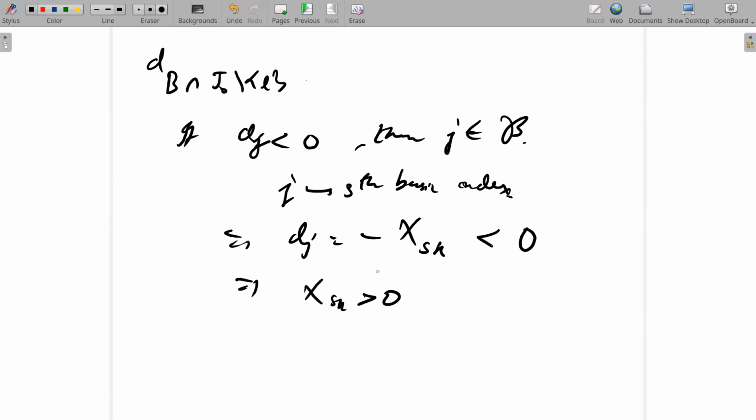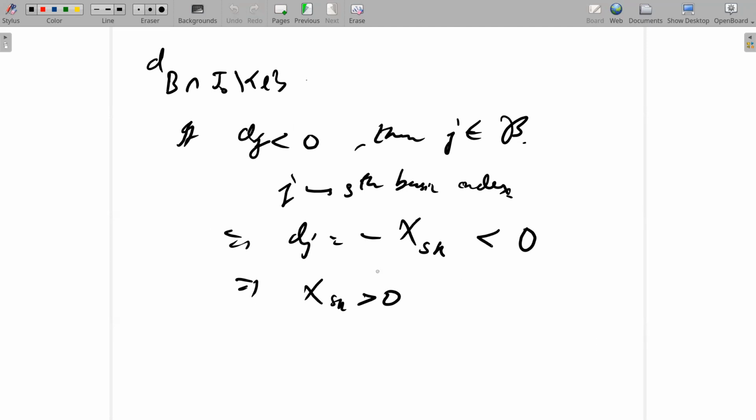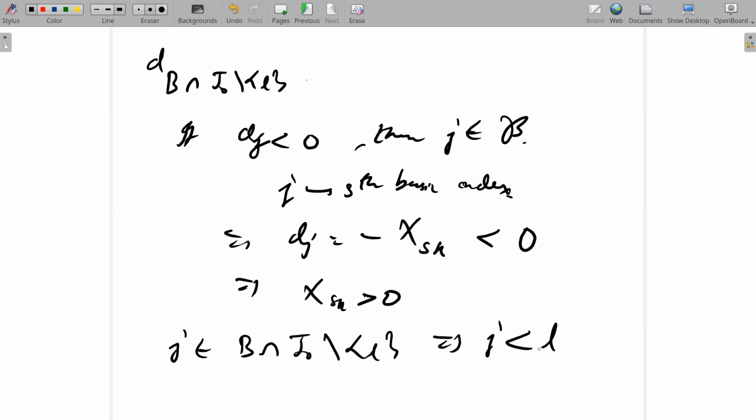So here we are going the opposite direction. Here we showed that xrk is bigger than 0, hence dl is less than 0. Here we're going the opposite direction. We're saying if dj is less than 0, then xsk is strictly bigger than 0, for s being the index which determines J. Now, since J belongs to B intersection J naught minus L, this implies J is strictly less than L.